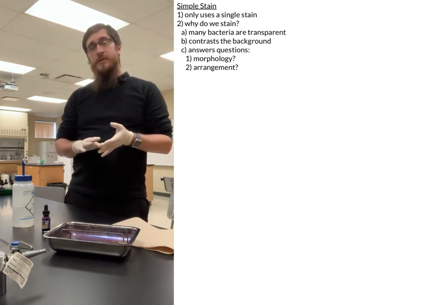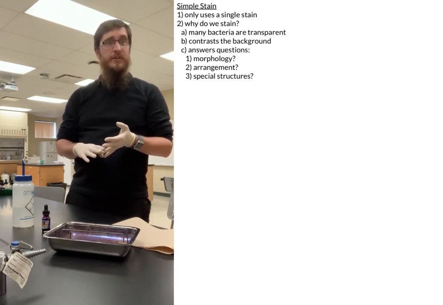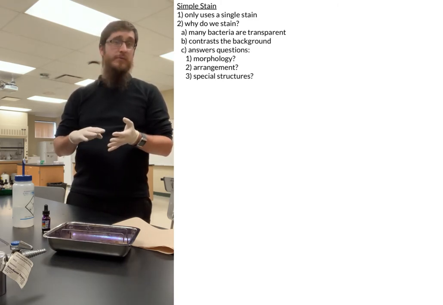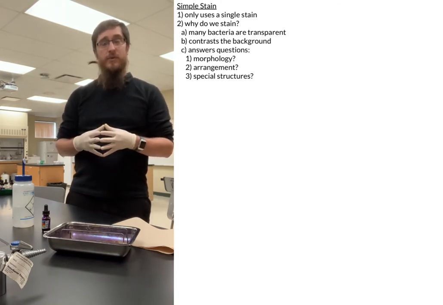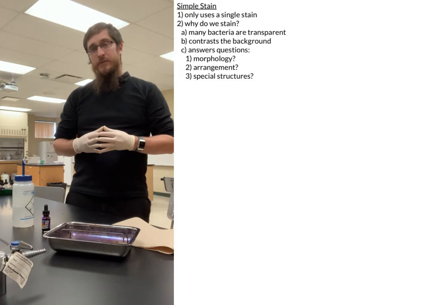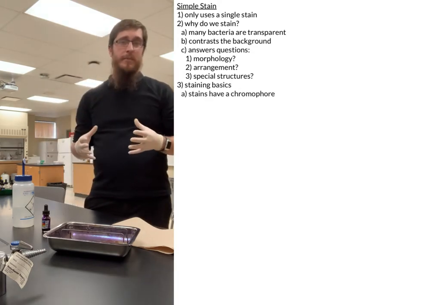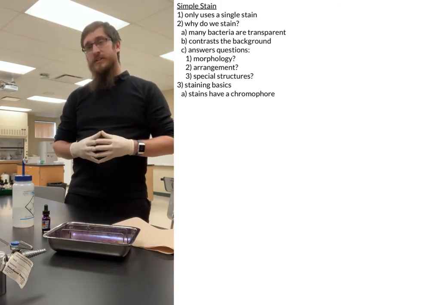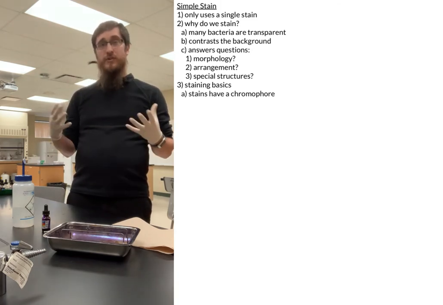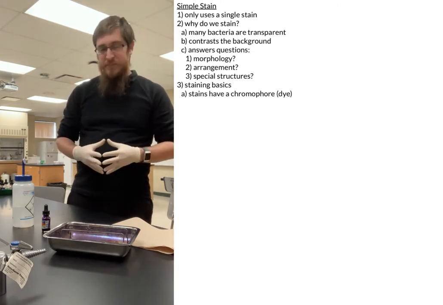And then sometimes we can also use them to look for special structures, like are there granules in there? Sometimes we can look for flagella, a whole bunch of different things that we can use our staining techniques for. Now, the basic way that our stains work is that they have what we call a chromophore in them, and the chromophores come in a couple of different types.